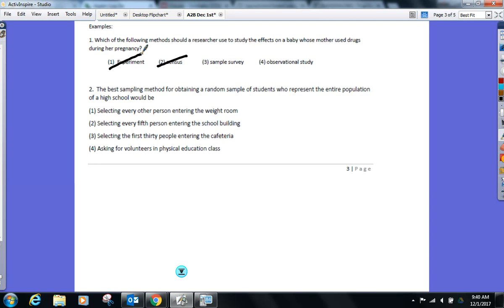I just want to go in. I know the mom has taken drugs during her pregnancy. What effect does it have on the baby? So between survey and observational study, which one would be better? Ops going in and just looking at the baby and saying what occurred. Yes. Okay. What's wrong with a sample survey?